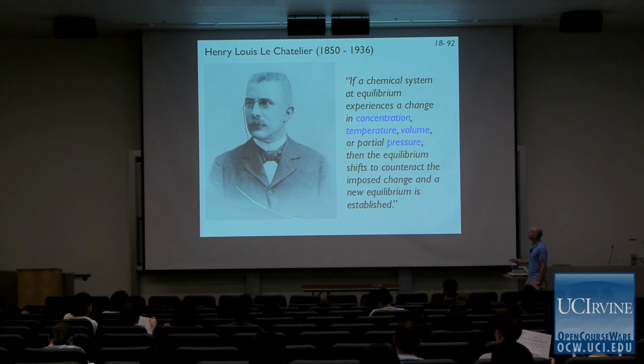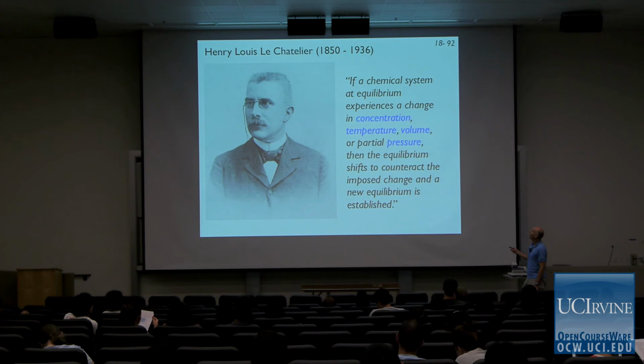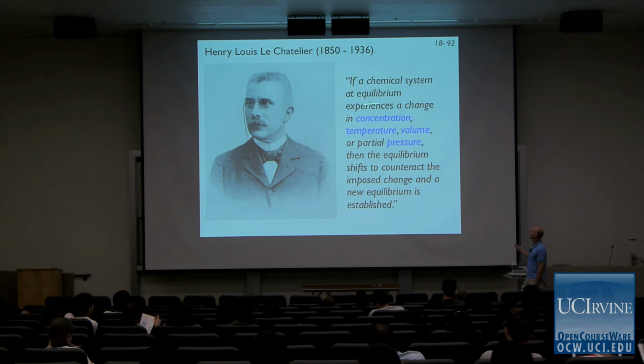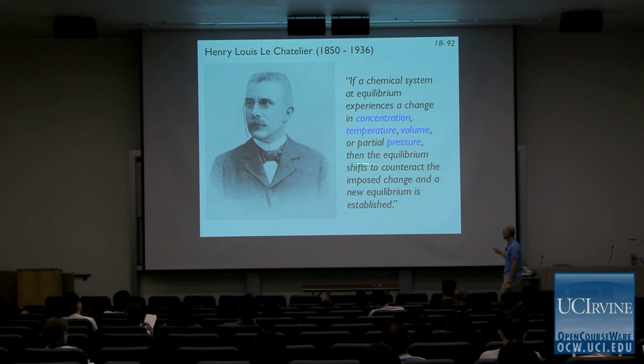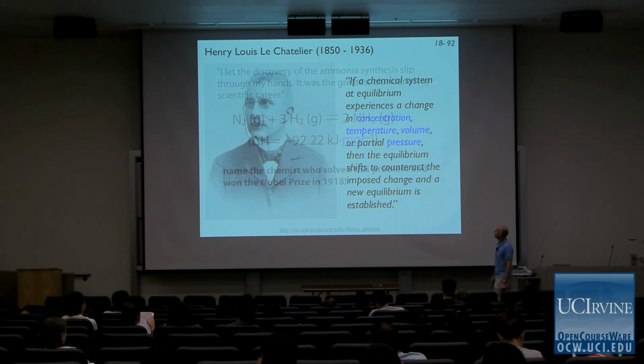Okay, so French guy. You know how this can be important in the future. You remember that name, Le Chatelier. That's a name that you know from Chem. If a chemical system at equilibrium experiences a change in concentration, temperature, volume, or partial pressure, then the equilibrium shifts to counteract the imposed change and a new equilibrium is established. That's what he's famous for. He didn't win a Nobel Prize, though. He just missed out on that.